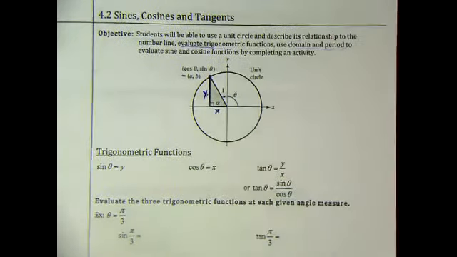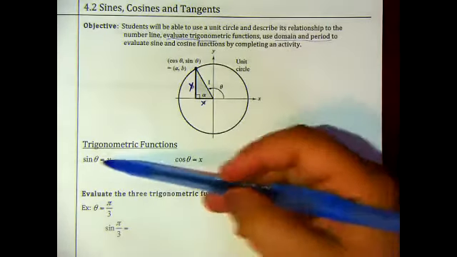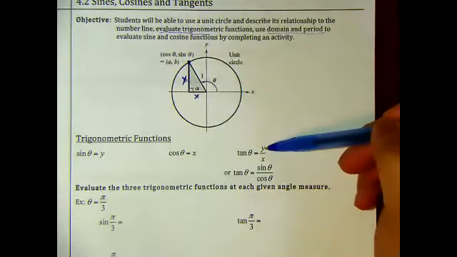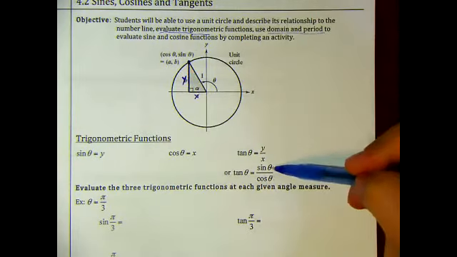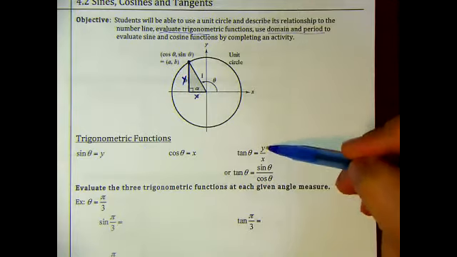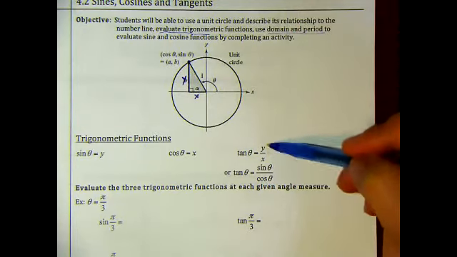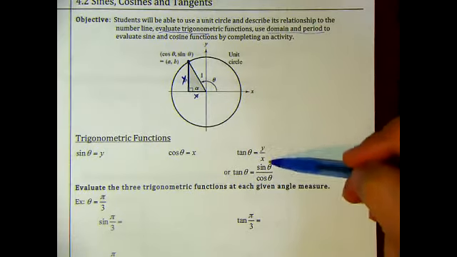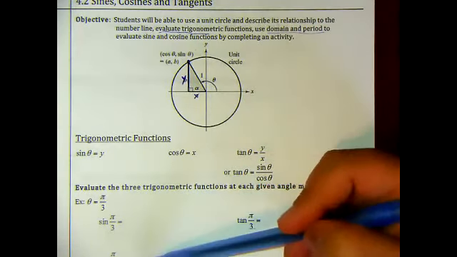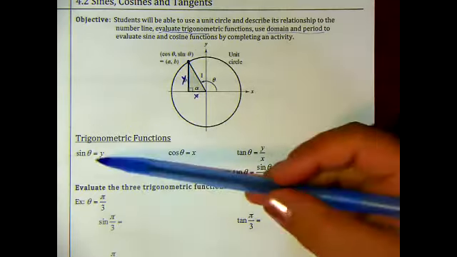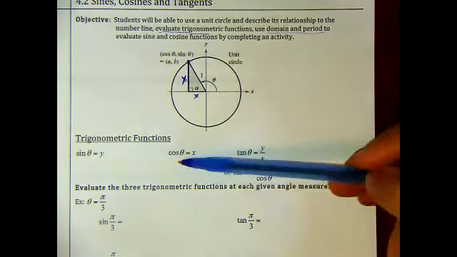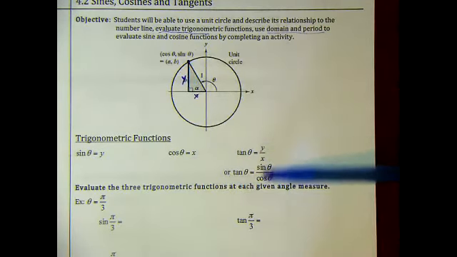And then tangent stems from sine and cosine. Tangent comes from having sine over cosine, or y over x. So my tangent of theta is always the ratio of my sine over my cosine. If I know my sine and my cosine, I can easily find my tangent value.